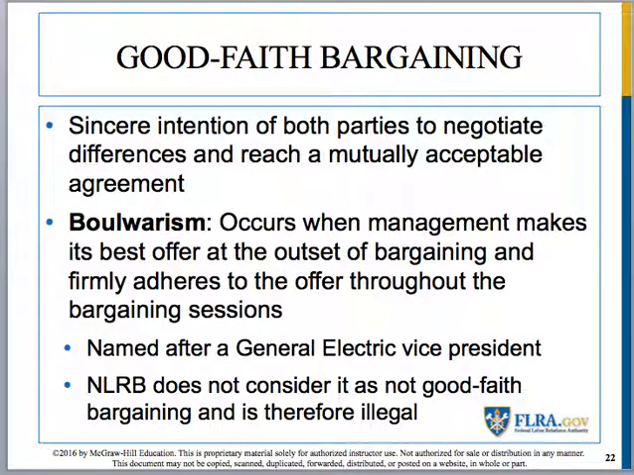Under good faith bargaining, both parties are sincerely negotiating their differences, trying to reach a mutually acceptable agreement. Boulwarism is what happens when management makes its best offer at the outset of the bargaining, right up front, and they firmly adhere to the offer throughout the bargaining sessions, and it's named after the GE vice president. And the NLRB does not consider it good faith bargaining, so it's considered illegal. Right?